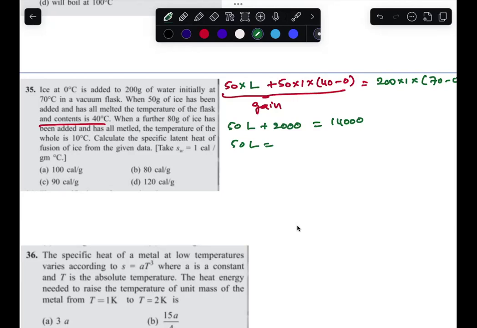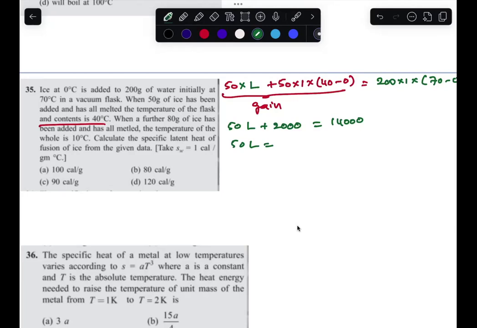And one more important point is you have the water equivalent. That should be mentioned. You have the calorimeter content also, which you should consider, because the flask is also there. C into 70 minus 40. This is 30 times C, equation 1. So two unknowns, right?